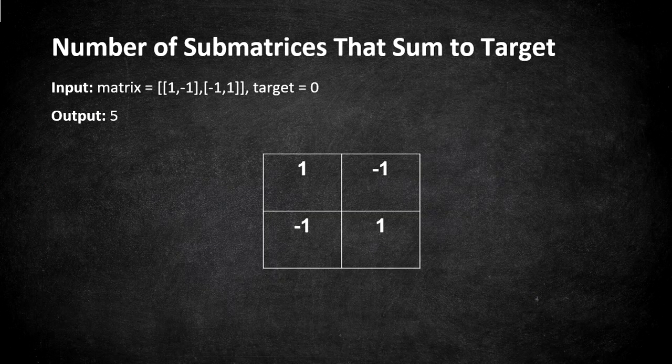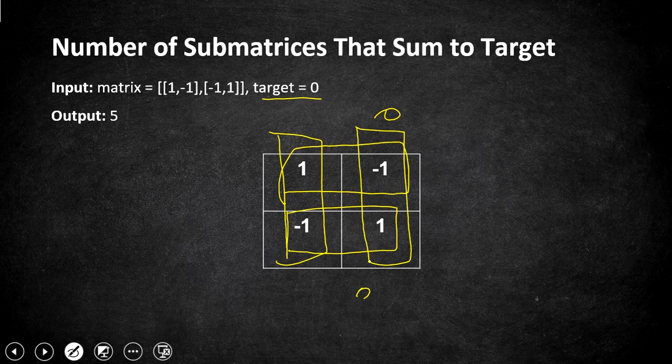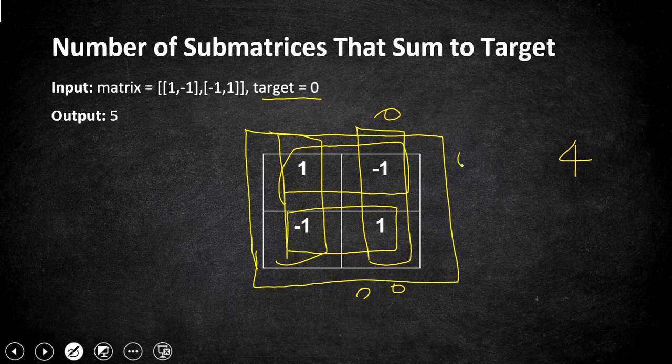Here is our given input matrix and our target value is 0. So we have to find the number of submatrices whose sum is 0. Starting from the first value 1, if you add 1 and minus 1 the sum would be 0. The same way, if you add minus 1 and 1 in the second row the sum is equal to 0. Again, if you add column-wise 1 and minus 1 it is going to be 0, and the same way the second column sums up to 0. Overall we got 4 submatrices. Also, if you add the whole matrix the sum is going to be 0, which is also considered a submatrix. So overall the number of submatrices whose sum is equal to 0 is 5. That is going to be our output.